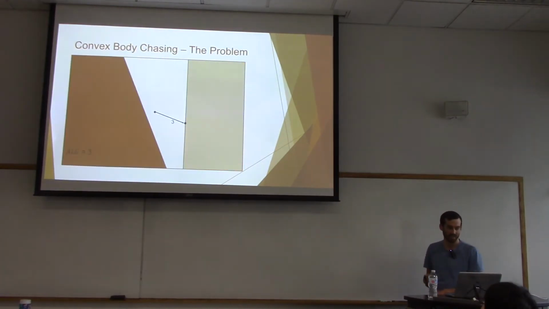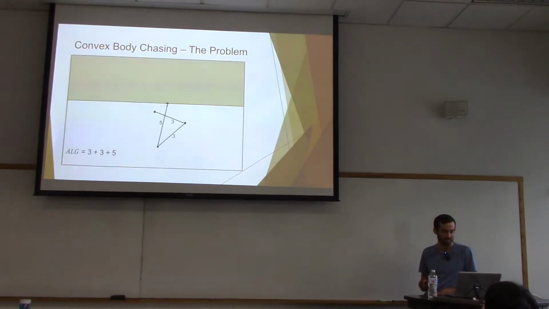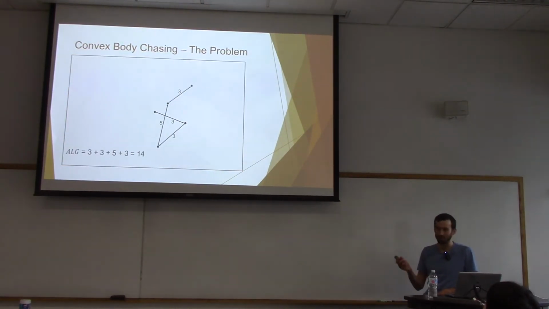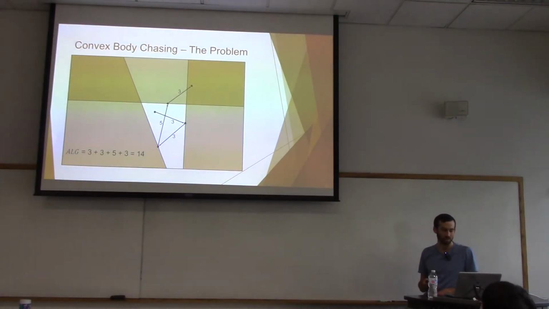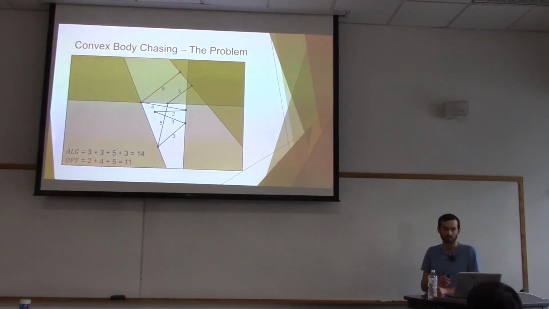Once I've done that, I get a new set. Pick a new point, move there, again I'm charged the distance, and I just keep doing this until I stop getting convex sets at some point. And the goal here is to compare myself to the offline optimal, which now gets to look at all of the sets up front and then find the best possible path to visit all of them. And it'll have some length which is shorter than mine, and the goal is to get my cost to be as close as possible to OPT's cost. So that's the general problem.